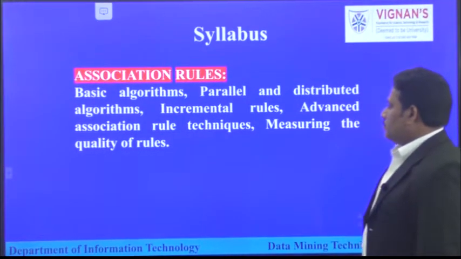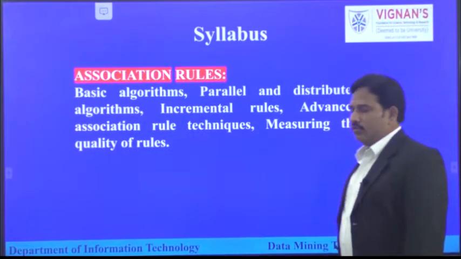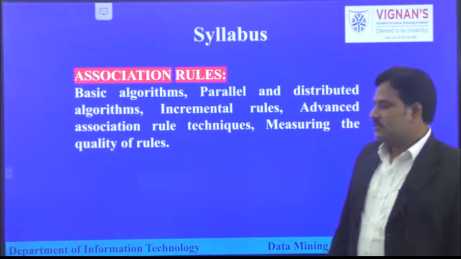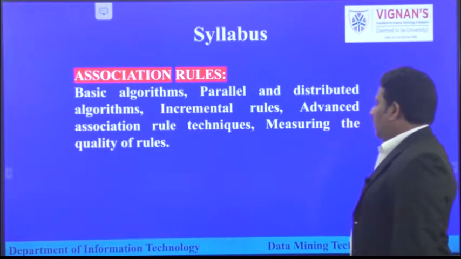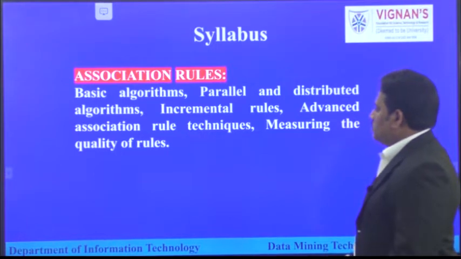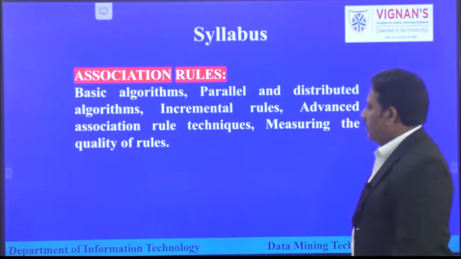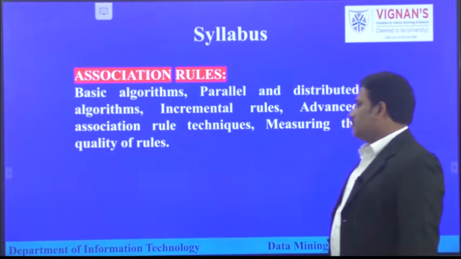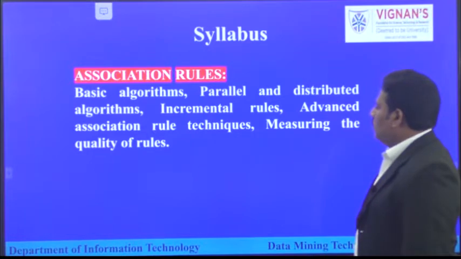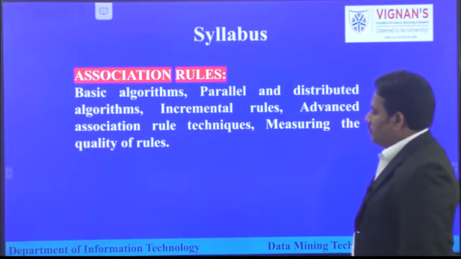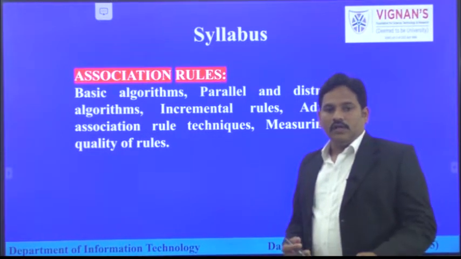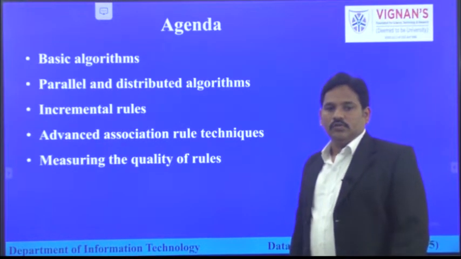Now the proposed syllabus for this unit will cover the basic algorithms which are going to be used in association mining and association analysis, and some parallel and distributed algorithms. That means when we have a large amount of data, various approaches have been proposed to deal with association related activities. We will see some of the concepts related to incremental rules, and finally we will see the advanced association rule techniques along with measuring the quality of each and every association rule.